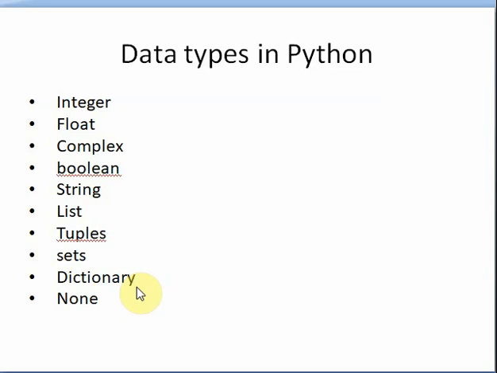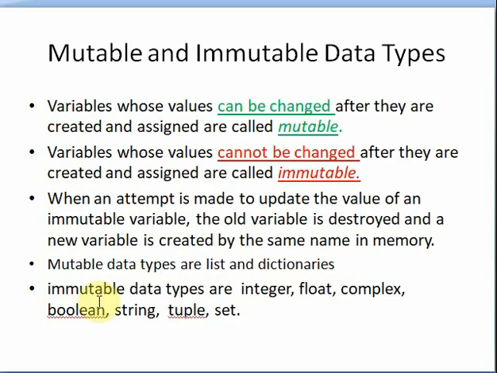So, list and dictionary are mutable data types, while other data types are immutable. Integer, float, complex, boolean, string, tuple, set are immutable data types. So, when you created an assigned value, you cannot change it in future. Okay.